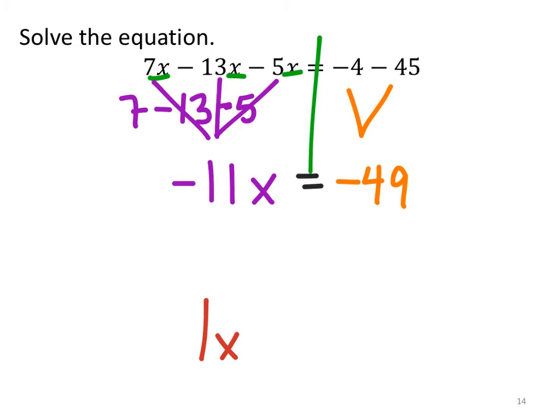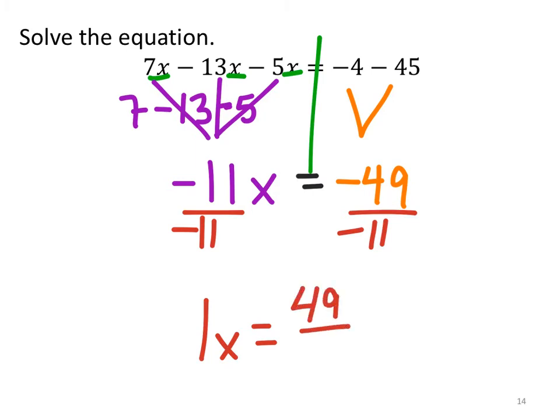So again, we go back. How do I change a negative 11 into a 1? Just divide it by itself, you guys. Divide both sides by negative 11, and I'm just going to keep this as a fraction, by the way. x equals 49/11. All right?